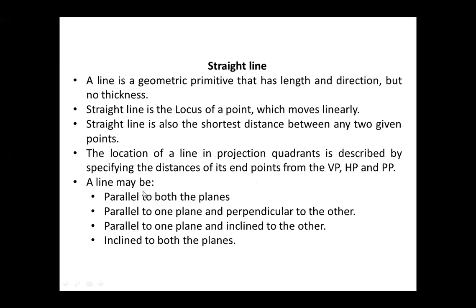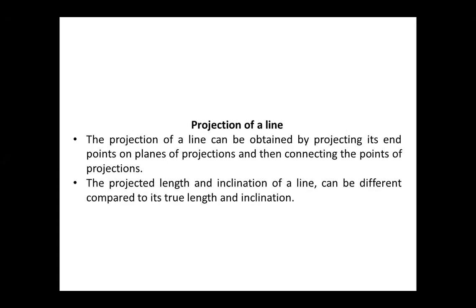Understand? A line may be parallel to both planes, parallel to one plane and perpendicular to another, parallel to one and inclined to another, or inclined to both. We will see the various cases. Fine. Projection of a line can be obtained by projecting its endpoints on the plane. And connecting the points will give you the projection of the line. The projected length and inclination of a line can be different. Now this point is very important.